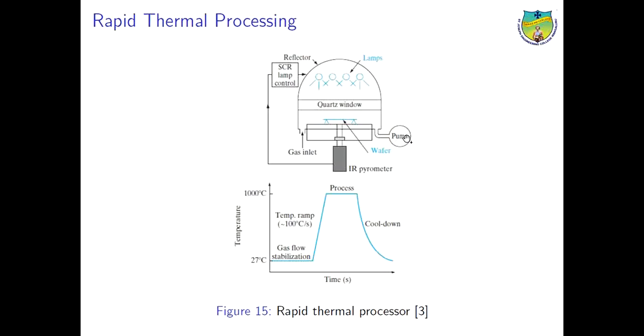The thermal steps performed in the furnace are now being done in a rapid thermal processor. So this is the rapid thermal processor, or the RTP. Instead of a large batch of wafers, a single wafer is held on quartz pins. So this is the wafer over here, and this is held on two quartz pins, surrounded by high intensity tungsten halogen infrared lamps. So over here we have the infrared lamps.